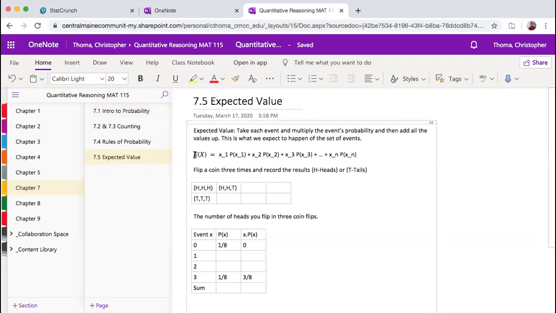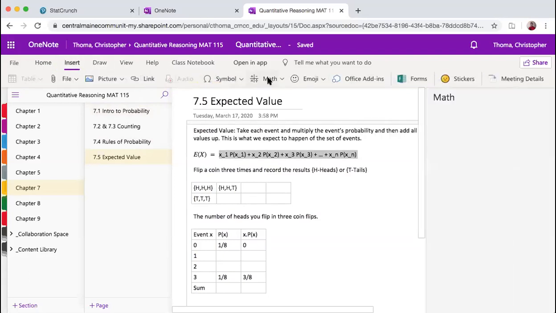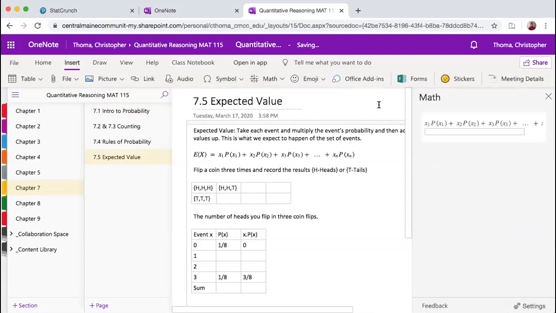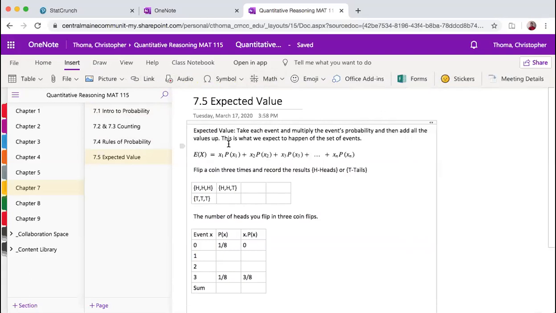I don't know why these didn't fix themselves. So I can fix them real quick. Insert math. There we go. Good job, math. So expected value means this is what I expect to happen. So how you use the formula, it says you take each event and multiply that event's probability, and then you add all the values up. And this is what you expect to happen in a set of events, right?